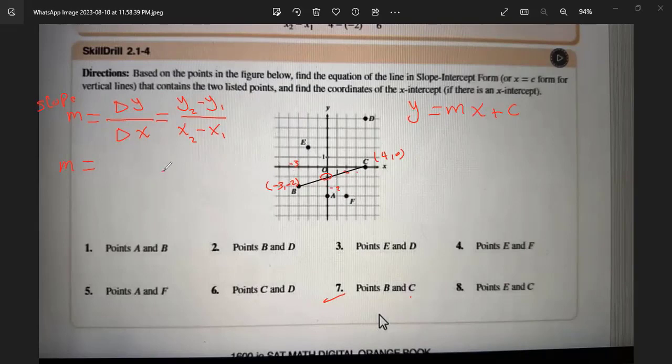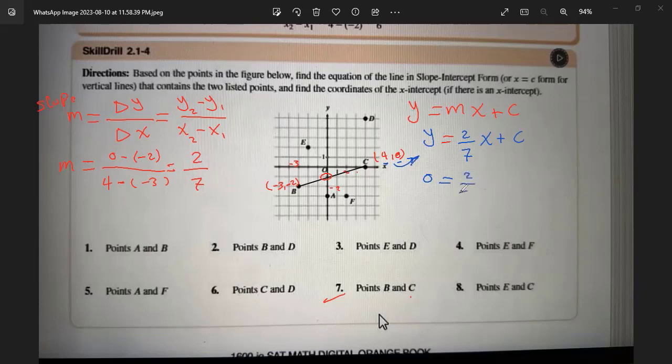So now we have to subtract the y values. 0 minus negative 2 is 2 in the numerator. And in the denominator, 4 minus negative 3 is 7. The slope is 2 sevenths, so y equals 2 sevenths x plus c. Now we have to get this value. It's a perfect point here because we have y equals 0. We have to plug in.